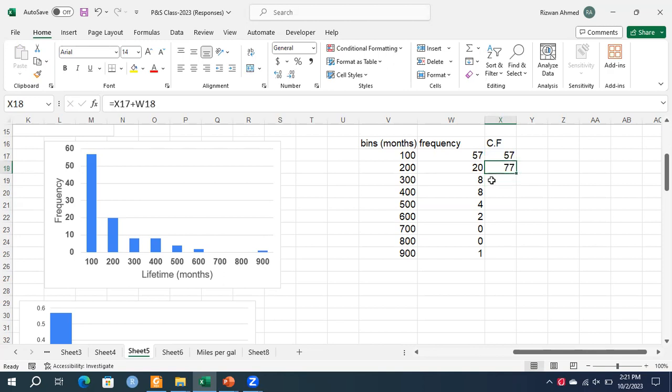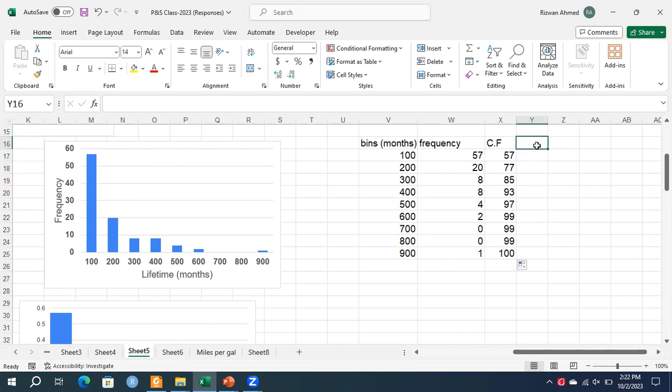Then how many light bulbs have performed up to 300 months? So for this case, all the previous frequencies must be added. So now I can perform all these calculations in automatic form, and it will finally saturate at 100, right? That all bulbs have performed a life up to 900 months. So this cumulative frequency distribution is also known as the ogive representation, ogive curve.